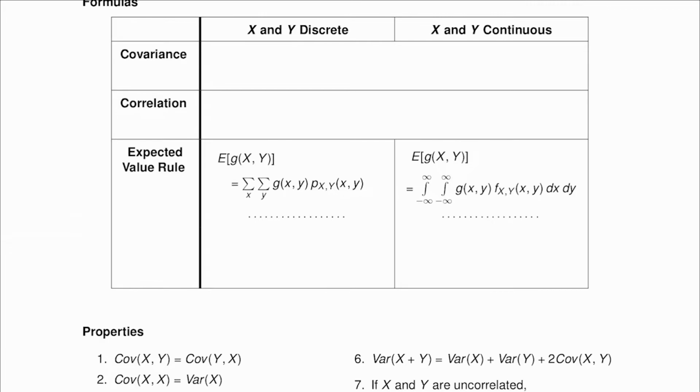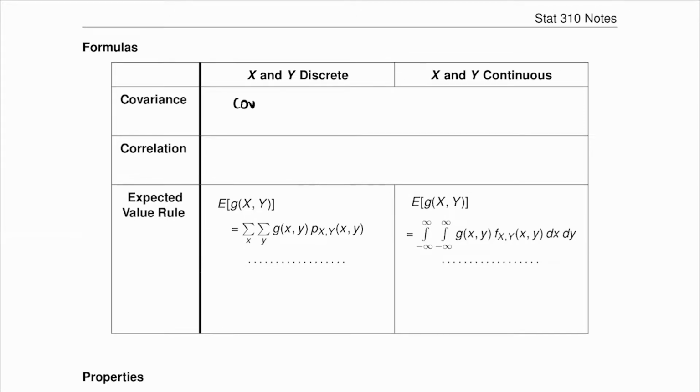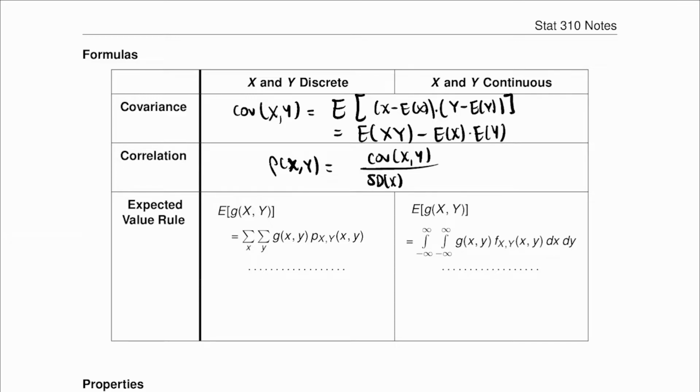The formulas. Okay. The formula for covariance and correlation is the same for both cases, discrete and continuous. The covariance of x and y is the expected value of x minus expected value of x times y minus its expected value. And if we do some algebra here, it is the expected value of the product of the random variables minus the expected value of x times the expected value of y. The formula for the correlation of x and y, rho, is the covariance of x and y over the product of the standard deviations, the standard deviation of x times the standard deviation of y.